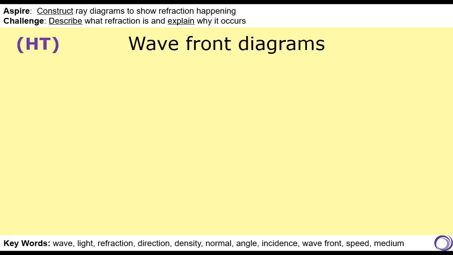So as a higher tier student, you need to be able to explain that refraction of electromagnetic waves is due to the difference in velocity of waves in different substances. But you also need to be able to use wavefront diagrams to illustrate this happening. During this part of the lesson, if you need to pause at any point to make notes, please do, because it's worth thinking about this carefully and really trying to understand what is happening with the waves here.